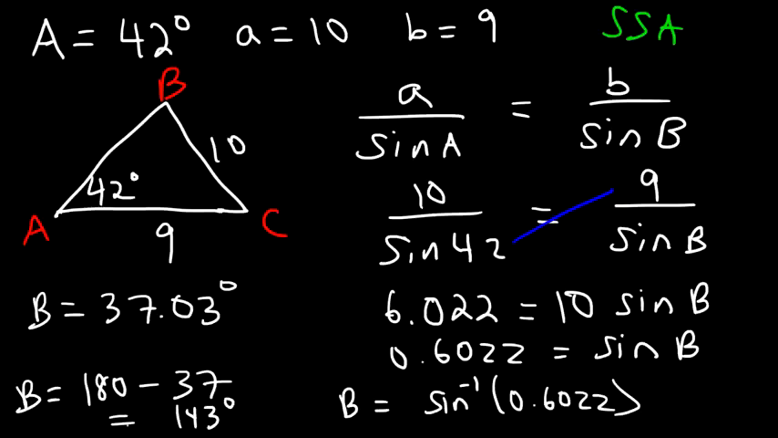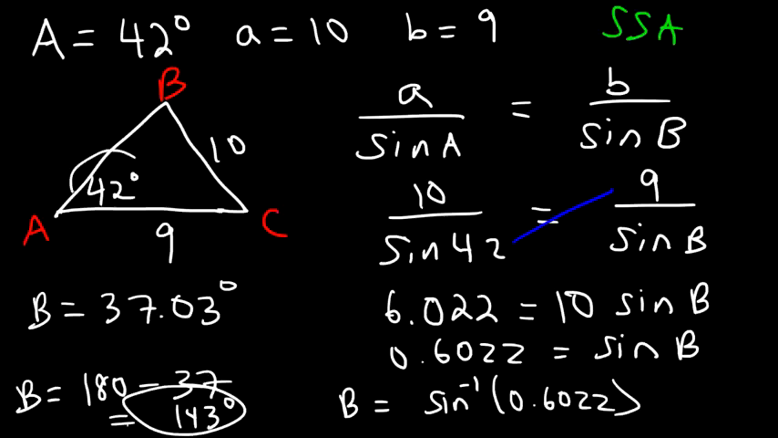Now here's a question for you. Are we going to have one triangle or two triangles in this problem? Is there one solution or two solutions? The first solution will always work. But what about the second solution? Is this angle possible? It turns out that it's not.